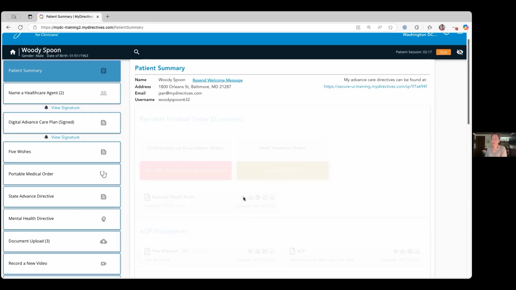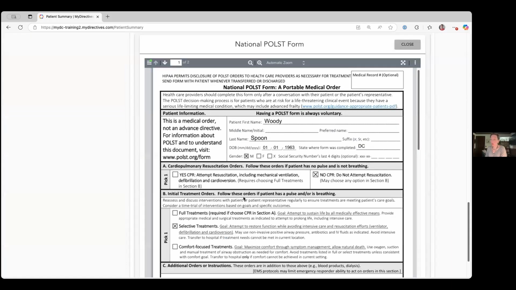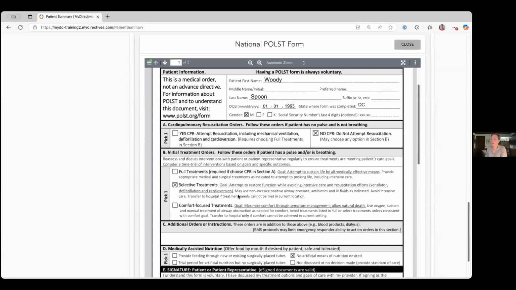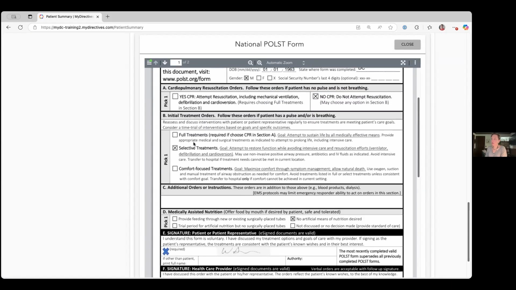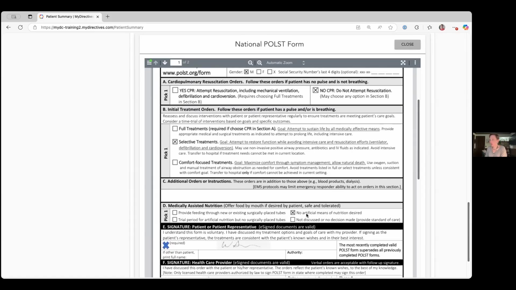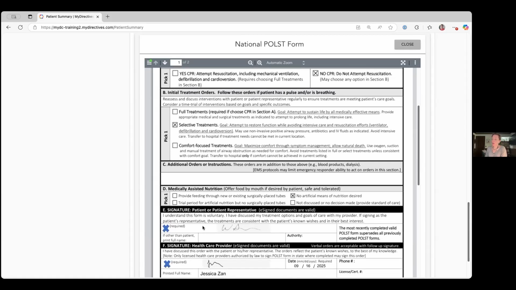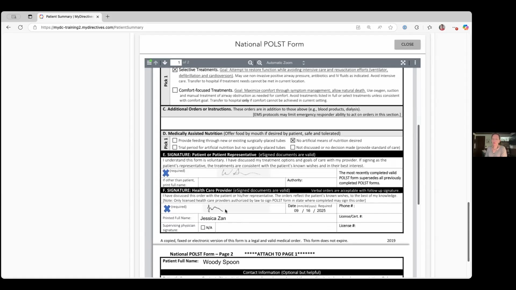But if I'm curious about what he wants for artificial nutrition and hydration, I can open that up and I can see his choice right here. No artificial means. I can also see his signature. And then I'm not a doctor. I just pretend to be one in this system. So you see my signature as the physician with this patient.